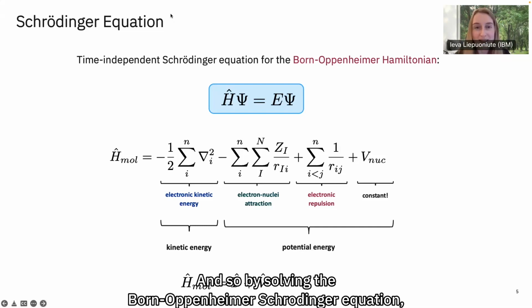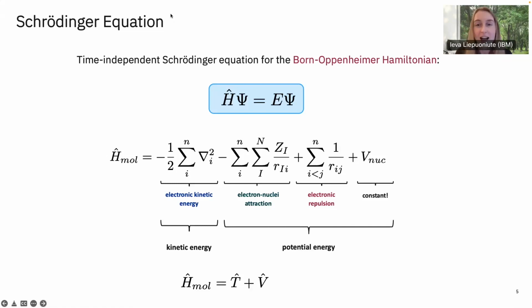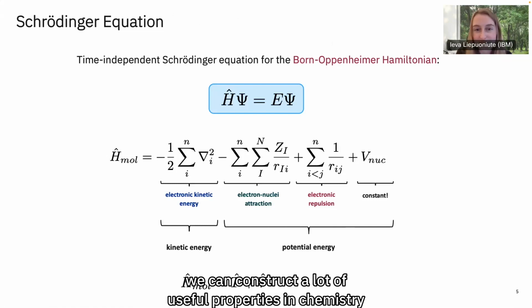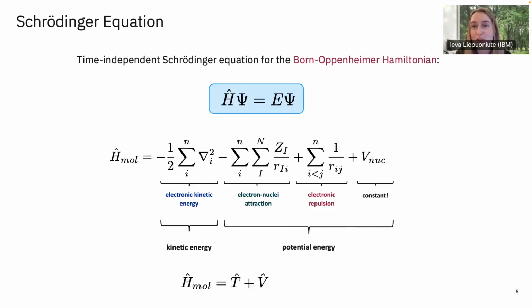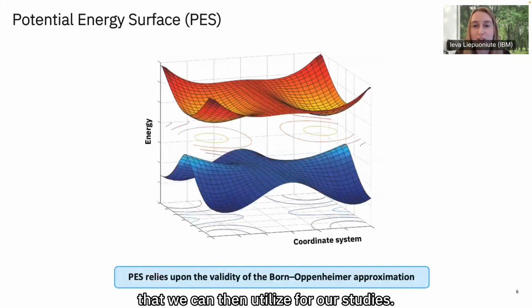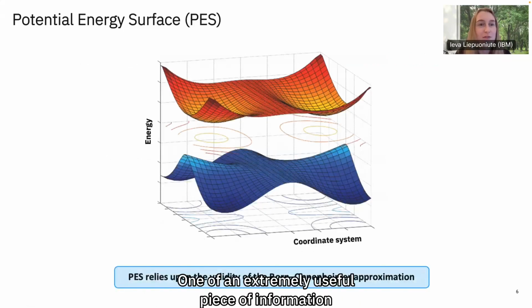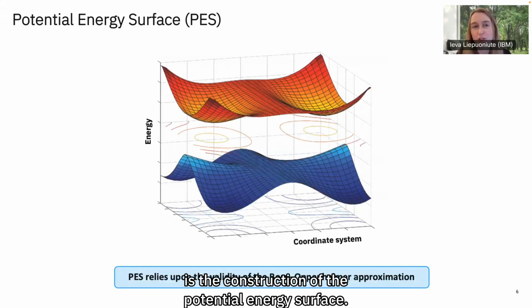By solving the Born-Oppenheimer-Schrödinger equation, we can construct a lot of useful properties in chemistry that we can then utilize for our studies. One extremely useful piece of information that we can get is the construction of the potential energy surface.